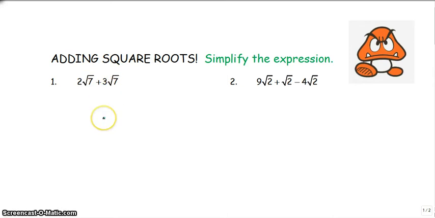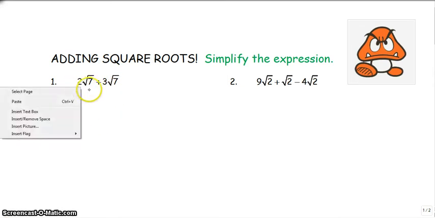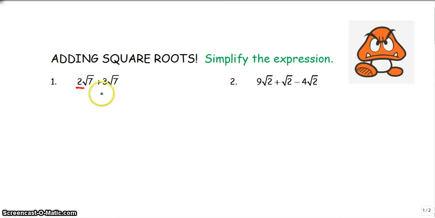That's the stuff underneath. In this instance, I have 2 root 7 plus 3 root 7. The root 7s stay the same. They do not change, just like our variables did not change when we combined polynomials. And I'm going to take the coefficients, the numbers in front of the radical, and I'm going to add them. 2 plus 3 is 5 root 7. First example done. Awesome.